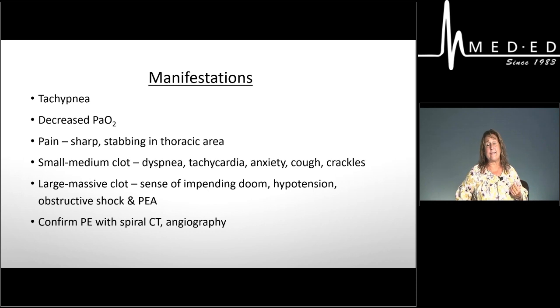You might see them have hypocarbia, which means their CO2 levels might go low because they do hyperventilate, the tachypnea. And CO2 diffuses faster and easier than O2 does, just so you know. So you might see a decrease in the O2 levels sooner than you see changes in their CO2 levels towards the negative, okay? Depending again on the size, you might see pain, sharp stabbing in the thoracic area.